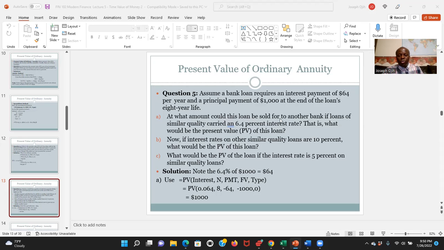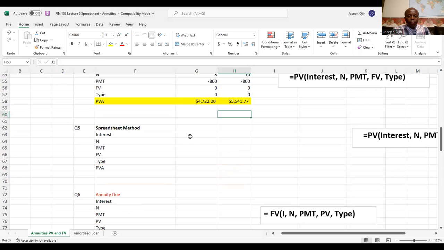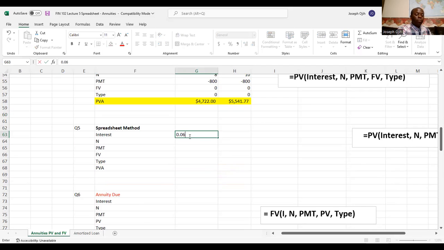So you say, at what amount could this loan be sold to another bank if loans of similar quality carry a 6.4% interest rate? That is basically asking you for the present value. Having all these things, let's put them in our Excel and calculate this. Interest is 0.064. Number of periods is 8 years. Payment is $64. Future value, the principal payment, of course, is negative $1,000, because you have to show the direction of the cash flow.